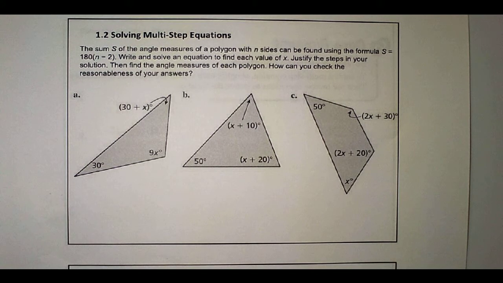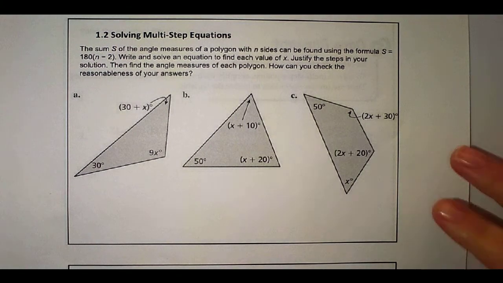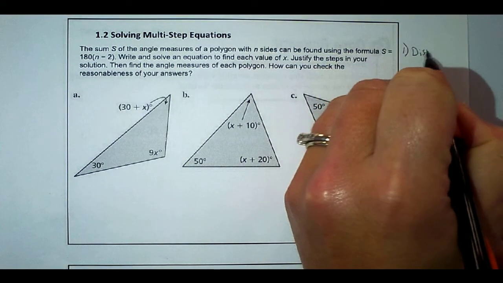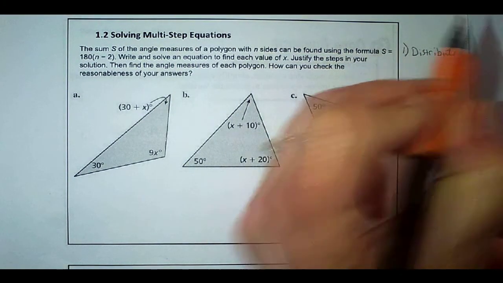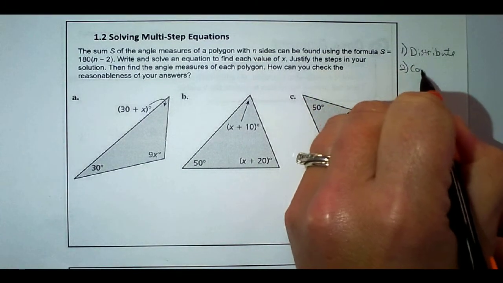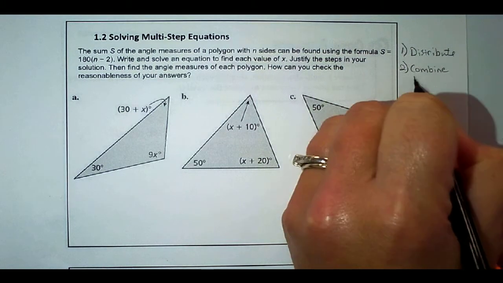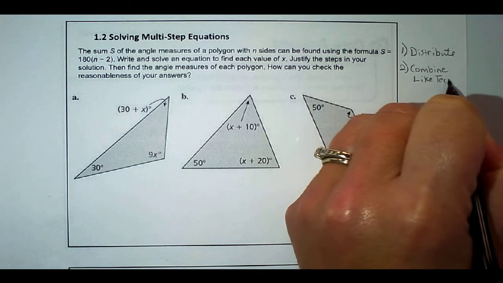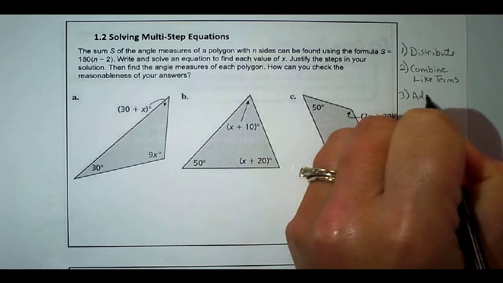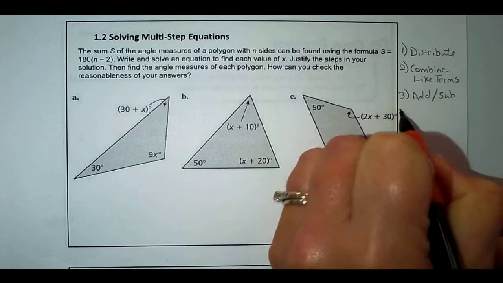1.2, solving multi-step equations. So when we're talking about multi-step equations, there are a few rules that we need to make sure we follow. So the first would be distribute. If you have anything that needs distributed through, do that first. Then you're going to combine like terms. Add, subtract, then multiply or divide.